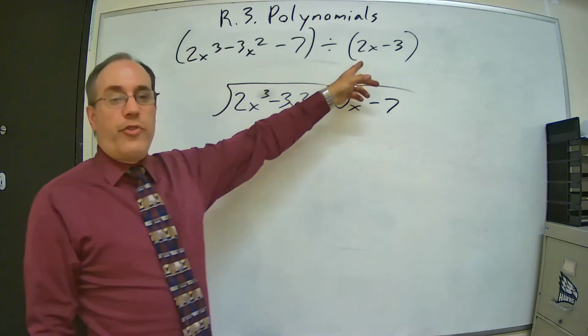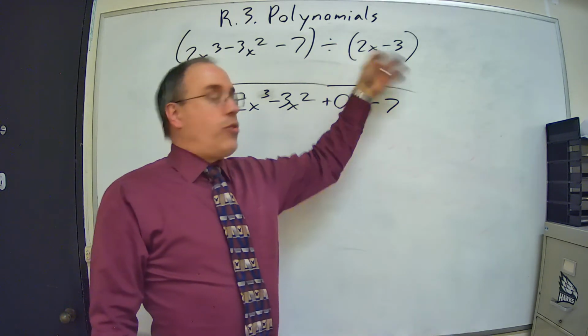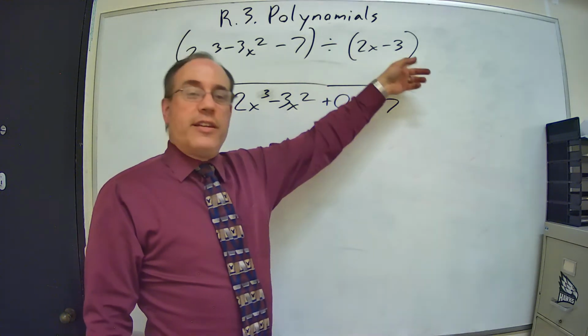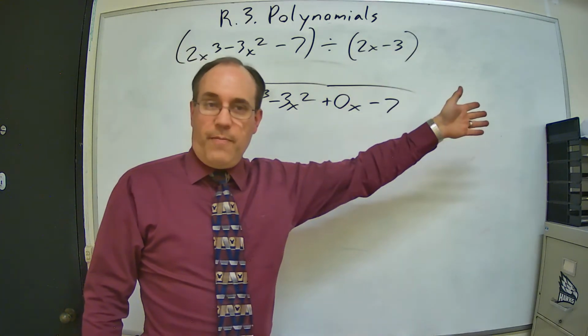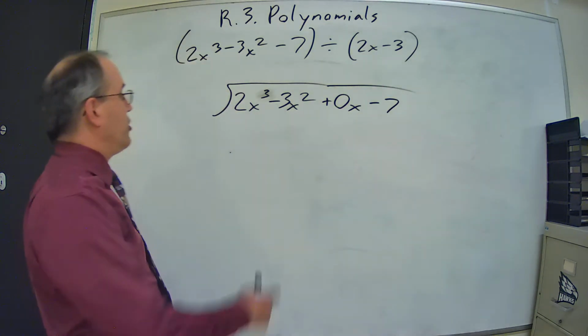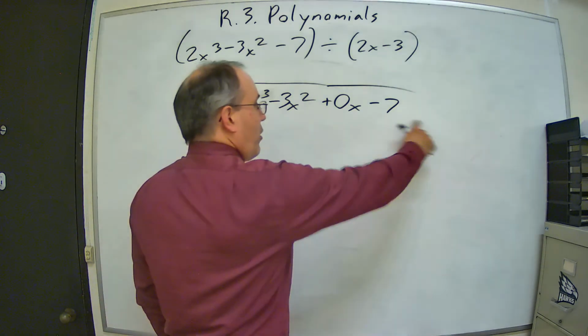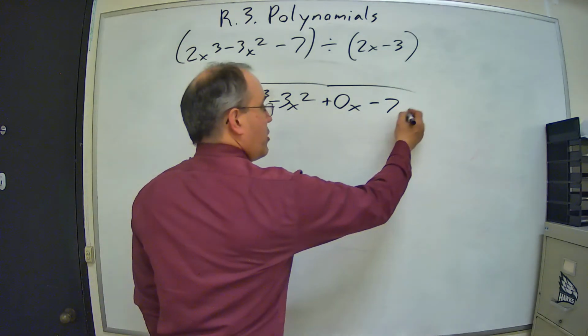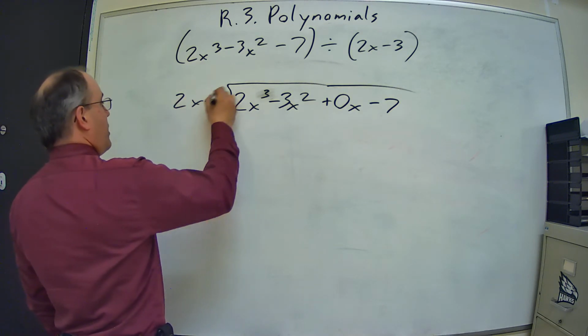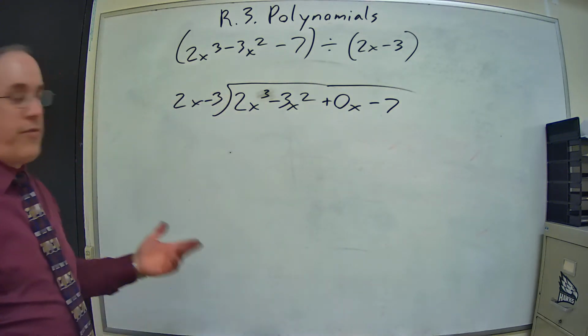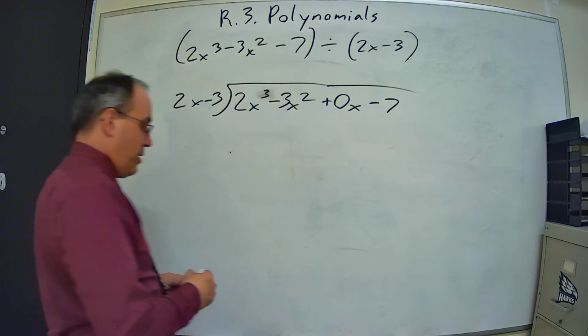Same thing here if you're dividing by a quadratic, 2x squared minus 3, 2x squared plus 0x minus 3. So make sure you have each of those. Once you start with a degree, make sure they all exist down to that x to the 0. So we're dividing by 2x minus 3. So that's very important. So now let's go through and see what happens.